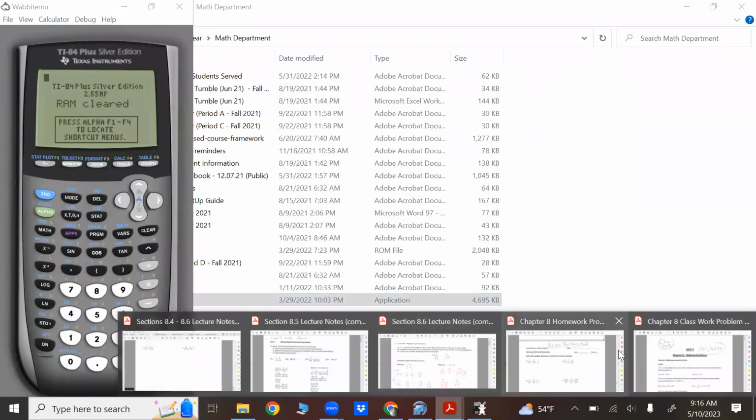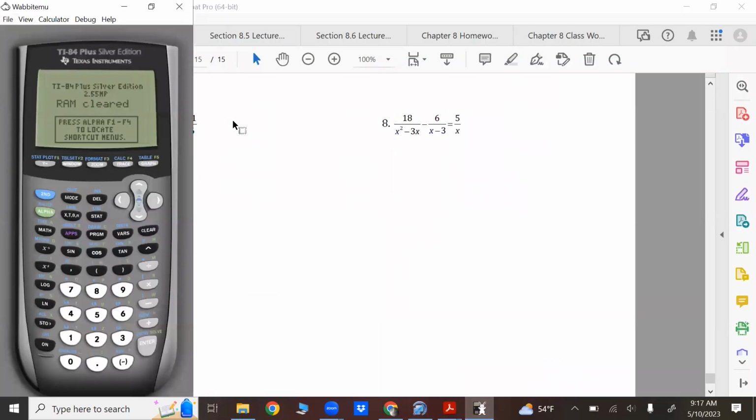So here we go, guys. Let me show you how you want to check your work. For number 8, if you go to y equals, guys, quiet please. You do 18 divided by parentheses x squared minus 3x, right? And then subtract 6 divided by parentheses. Remember, you have to be very OCD with your parentheses, guys, otherwise the calculator is going to be confused and not know what you want. And then 5 over x.